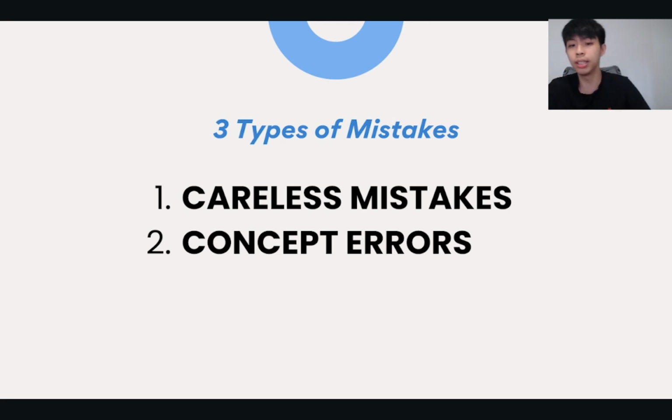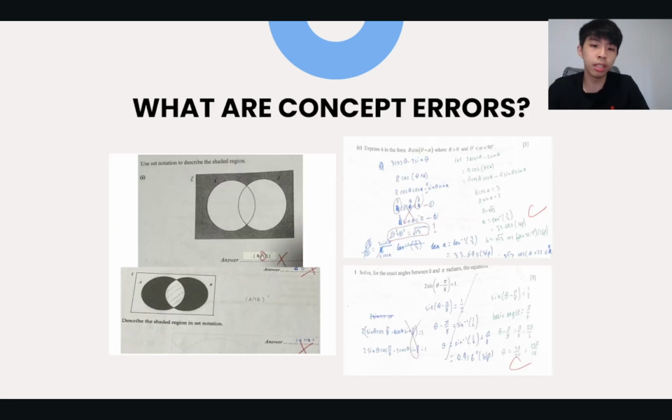Okay, a concept error is something that if given more time, I give you 2 hours, 3 hours, 4 hours, you still won't be able to do the question because fundamentally, there's a misconception. So I'll give you an example over here. If you can't solve a Venn diagram, you do not know how to find the shaded region, even if I give you another 3 hours, another 3 days, without looking at the notes, you won't be able to solve it because fundamentally, there's a misconception.